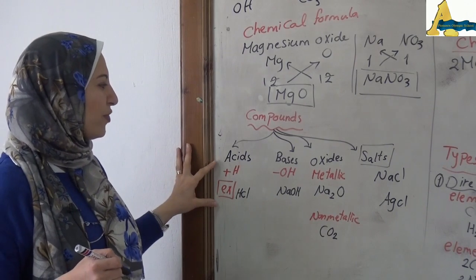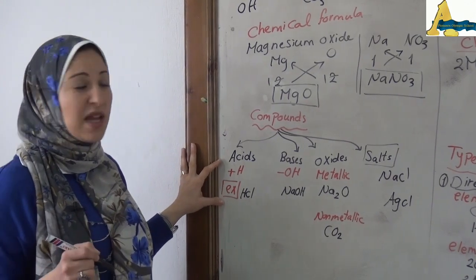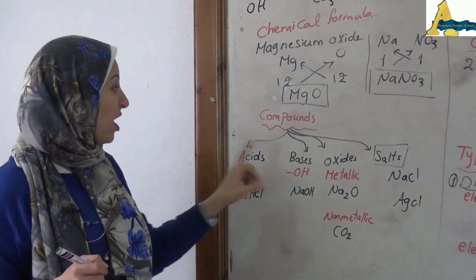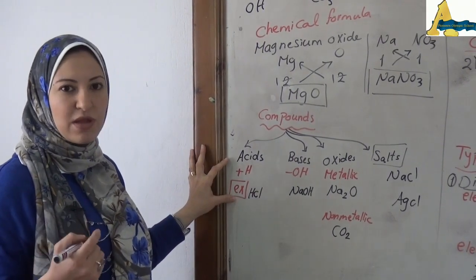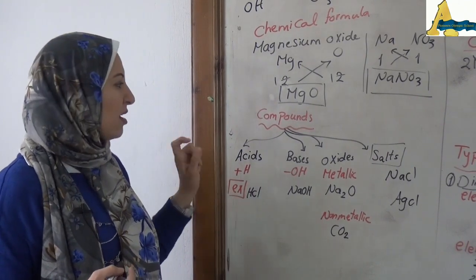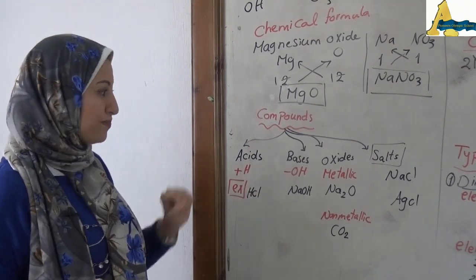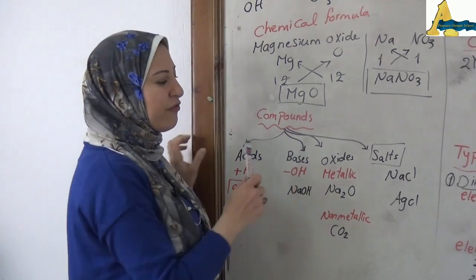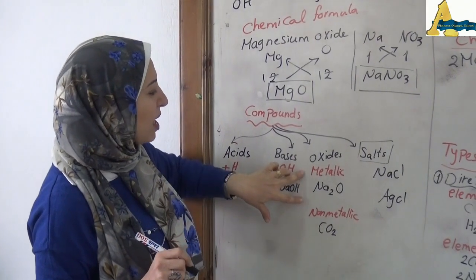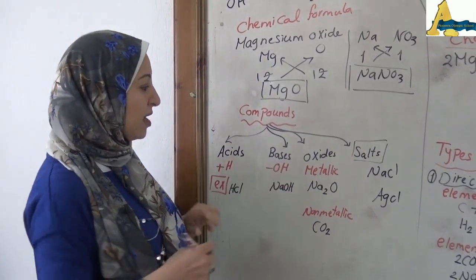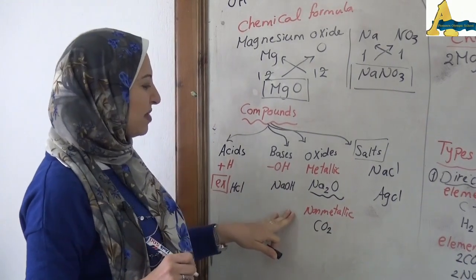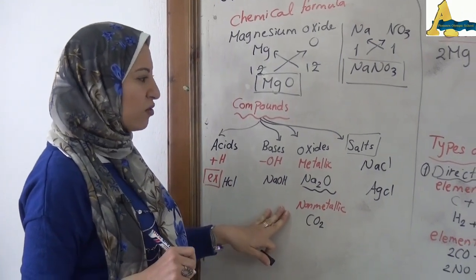If we talk about their properties, acids have a sour taste, but bases have a bitter taste and they feel slippery. According to their effect on litmus paper, acids turn it red, bases turn it blue. Oxides are formed due to the combination between oxygen and another element. So they can be metallic oxide or non-metallic. Metallic oxide is like Na2O, sodium oxide. Non-metallic oxide is like carbon dioxide.